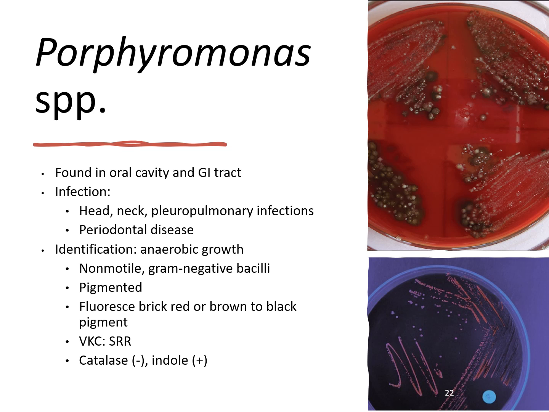And this organism under a UV light will fluoresce a brick red, or a brown to black pigment. You can see an example here at the bottom where it has that reddish look to it. And their VKC susceptibility is susceptible to vancomycin, resistant to the other two, catalase negative, indole positive.